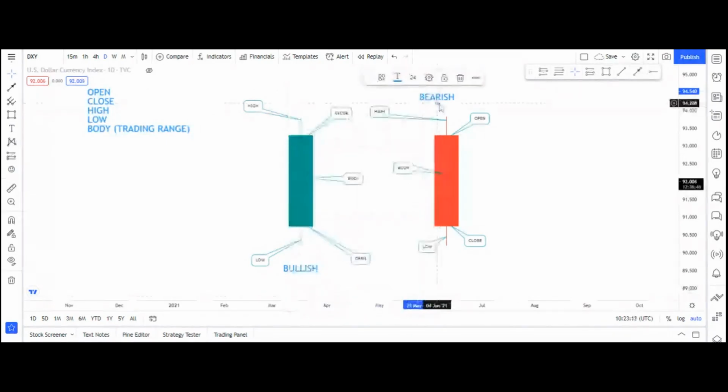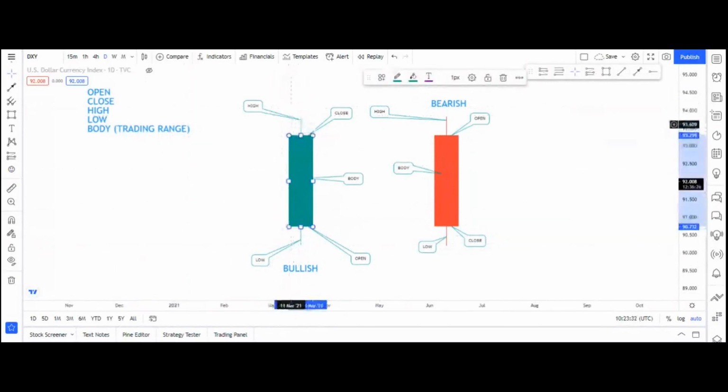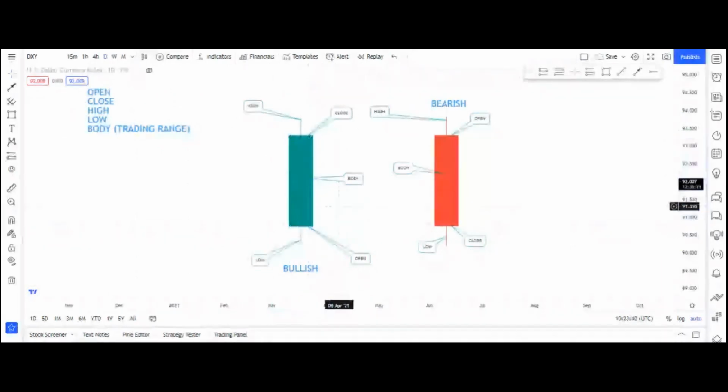Now, the bullish candlestick has the same 5 components, which are the open, close, high, low, and body. Now, we said the low is below, the high is above, the close is above, the open is below, the body remains the same. Body is where the candlestick moves, an area where price has covered. That's where we say the body is.